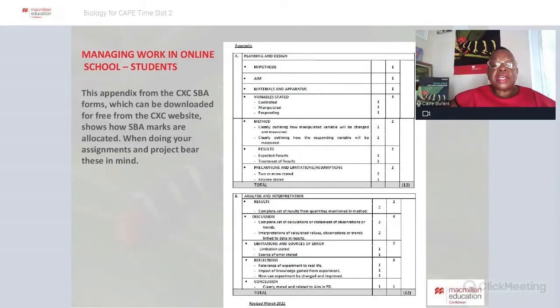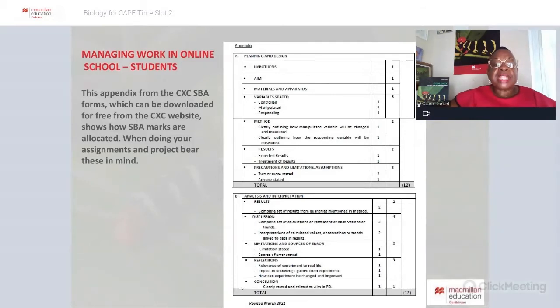For your method, clearly outlining how the manipulated variable will be changed and measured, and clearly outlining how the responding variable will be measured. So when you are doing your experiment, you know, okay, this is what is going to be looked at for determining my mark at the end. So I have to pay attention to make sure that when I'm doing my write up, I include these things.